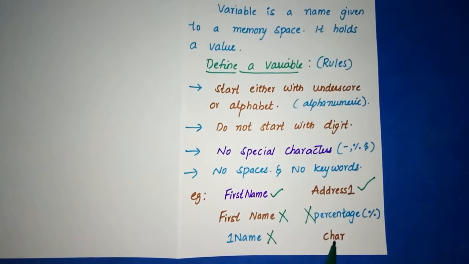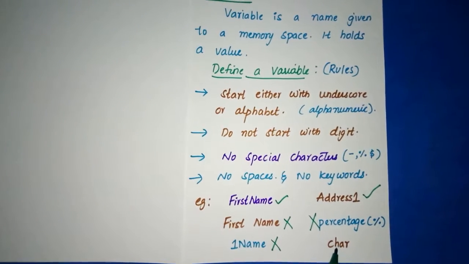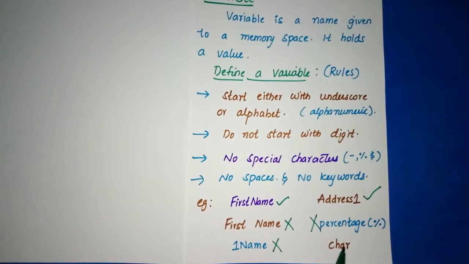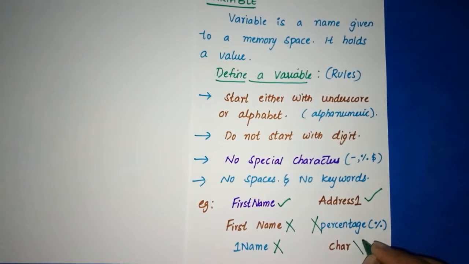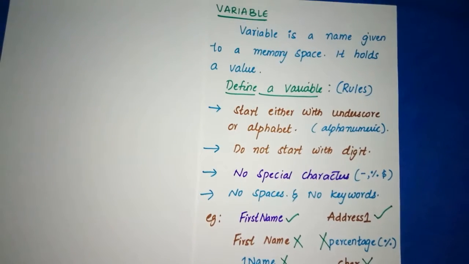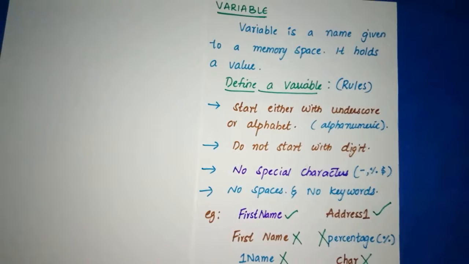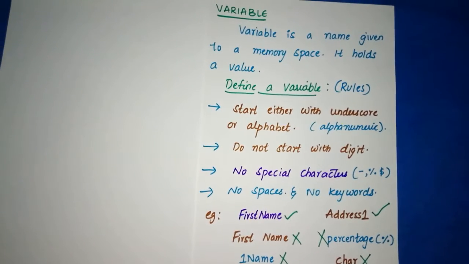And next I have written char. Char is an already reserved word, that is, a keyword. If I define it as a variable, no, you should not define it. So this is also not a valid variable. This is how you write a variable. Thank you.